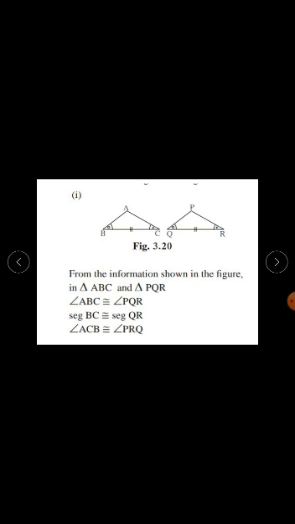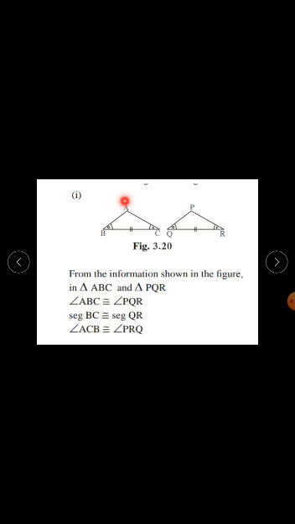Same, seg AB is congruent to seg PQ. Again, the reason is corresponding sides of congruent triangles, in short form CSCT. And the third one, seg AC is congruent to seg PR. The reason is again corresponding sides of congruent triangles, and in short form you can use CSCT.